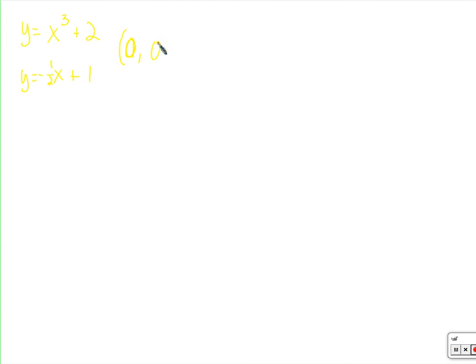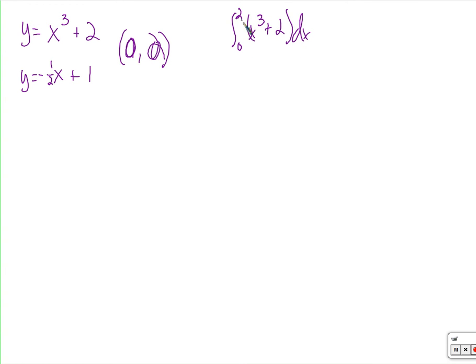So from 0 to 2. Okay, fine. This is all good stuff. So the definite integral from 0 to 2 of x cubed plus 2 dx. And so we'll work on that.